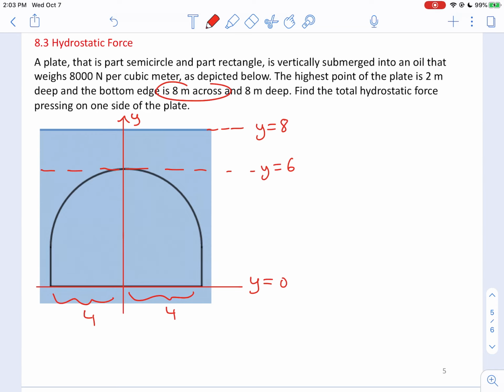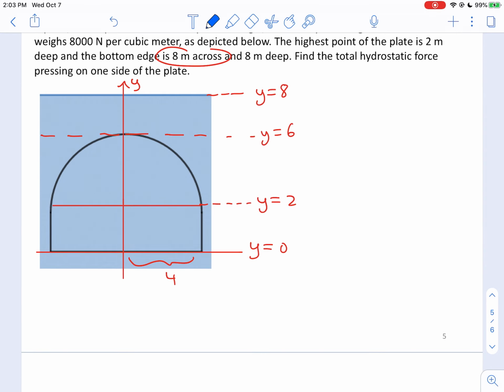We're going to split this up into a rectangular portion and a semicircular portion. The radius has to be 4, so that's 4, which means that this is 2. We're going to split our integral at y equals 2. We're going to actually have to do this in 2 different integrals because of the 2 different shapes involved. So we have the rectangular part. We're going to figure out what that one is, and we'll call that force 1. And then we're going to have force 2 on the semicircular part. And the reason is because we have to do a switch of functions for determining the length.